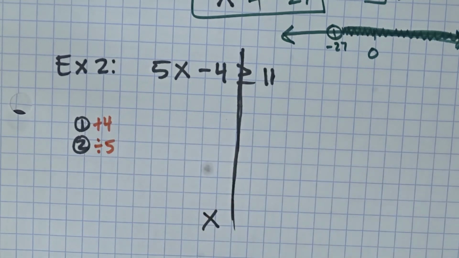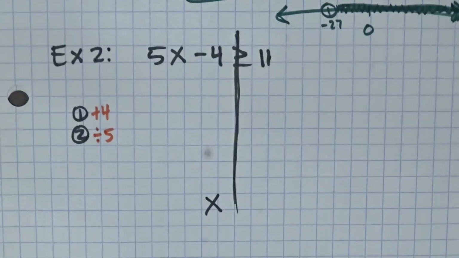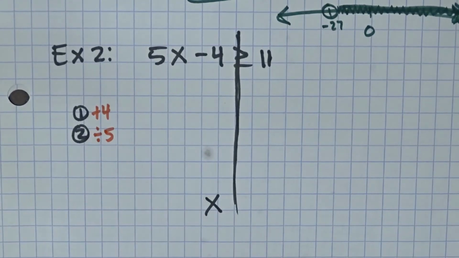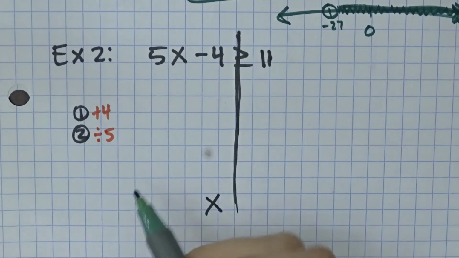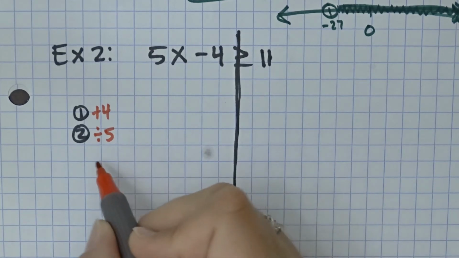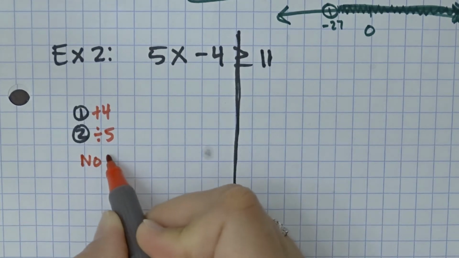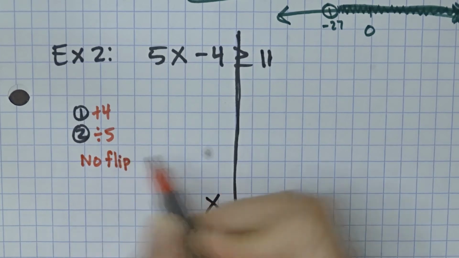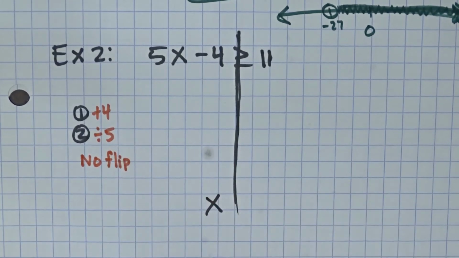Now let's just look over our steps. Did I multiply or divide by a negative number in this problem? No, we did not. We divided, but it was a positive 5. It was not a negative 5. So in this case, you do not have to flip it. It's very helpful to write this down ahead of time because you already have your plan for the whole problem. So let's go ahead and solve it now.